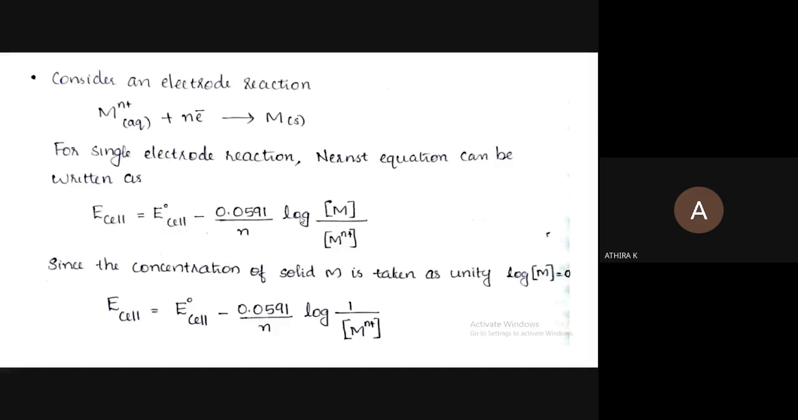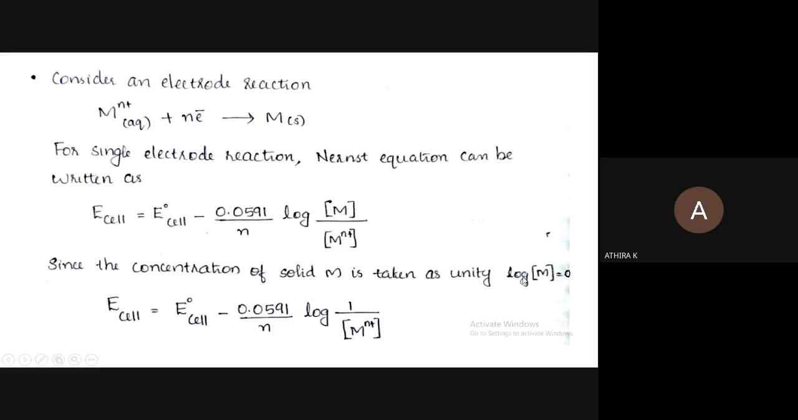Q means reaction quotient, concentration of product divided by concentration of reactant. In this equation, our product is M, reactant is Mn plus. So concentration of M divided by concentration of Mn plus. And we know the concentration of a solid metal M is always taken as unity. You can take it as unity.